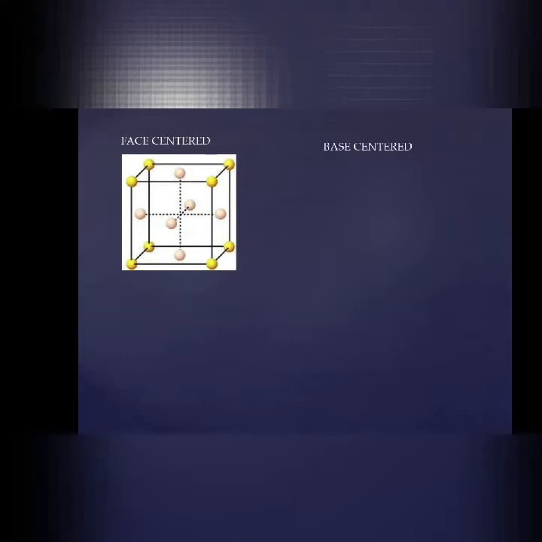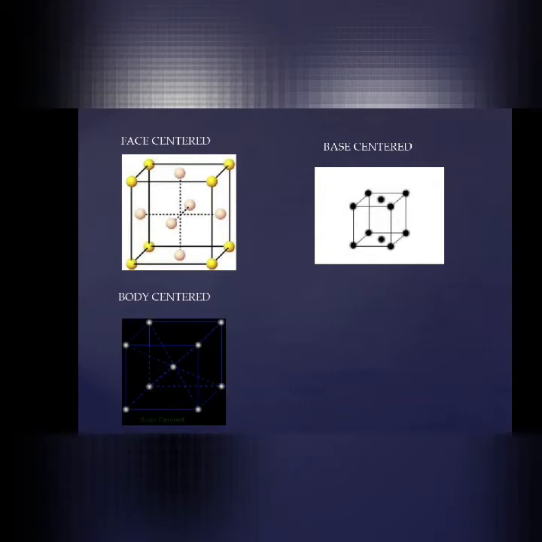The second one is the base centered unit cell. In the case of a base centered unit cell, atoms reside in the corners of the unit cell, as well as in two opposite faces, not all six faces, only in two opposite faces. Another one is the body centered unit cell.